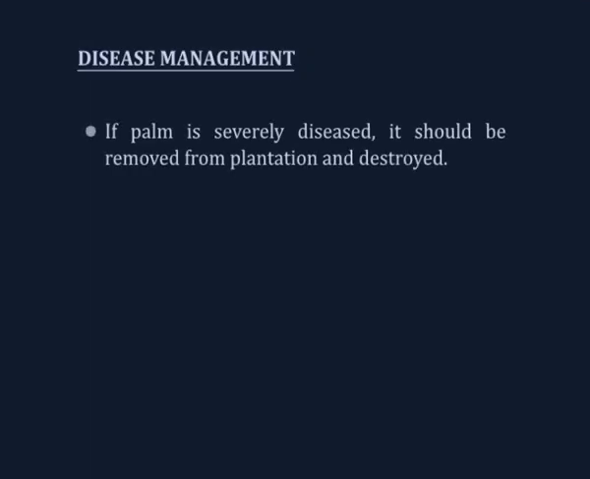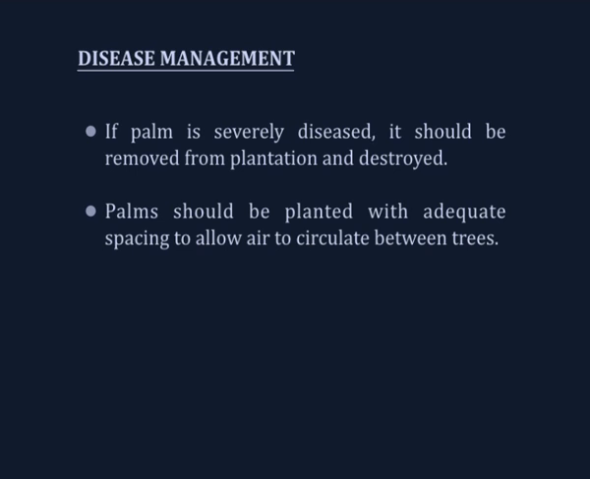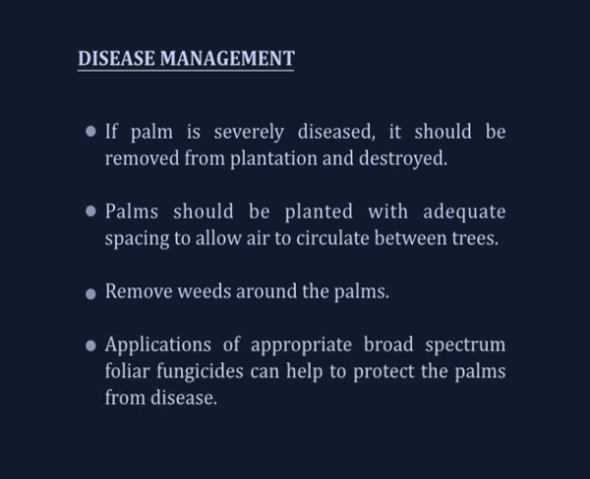If a palm is severely diseased, it should be removed from the plantation and destroyed. Palms should be planted with adequate spacing to allow air to circulate between trees. Remove weeds around the palms. Application of appropriate broad spectrum foliar fungicide can help to protect the palms from disease.